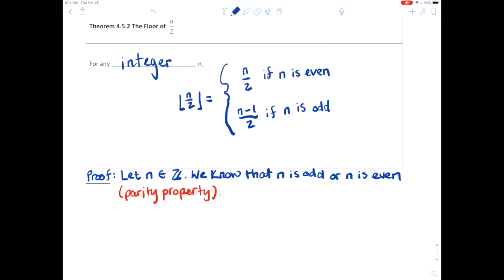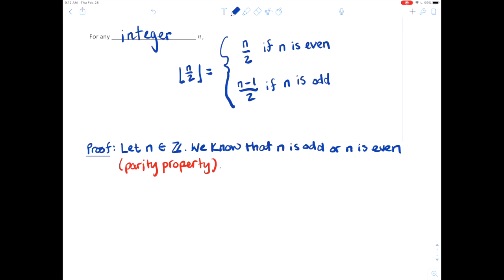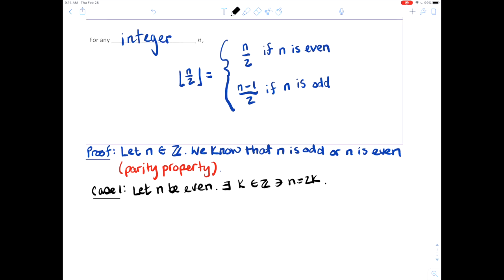So, okay. Gosh, what do we do? Well, don't we have a couple of cases going on? Case one, why don't we let n be even? Well, then there exists some k that belongs to the integers, such that n is equal to 2k, right? And that's, of course, by definition of even, right? All right, well, the floor of n over 2, then, is going to be the floor of 2k over 2. That's just by substitution, right?